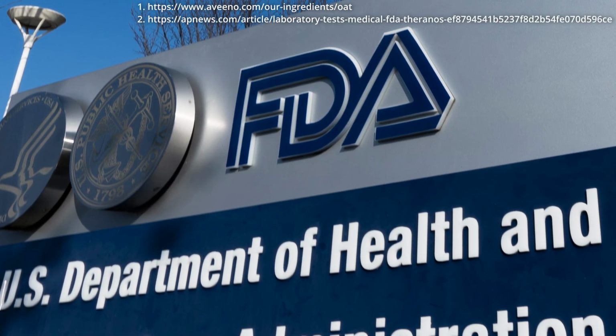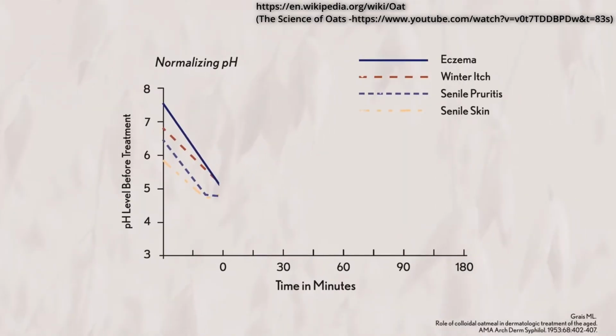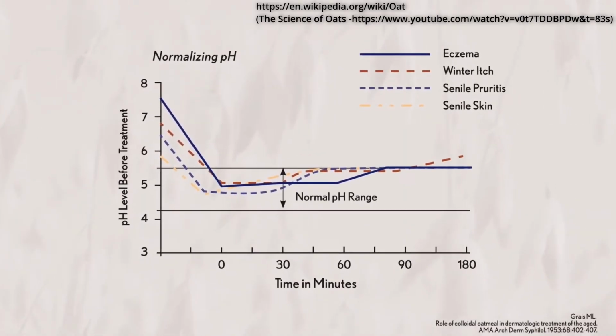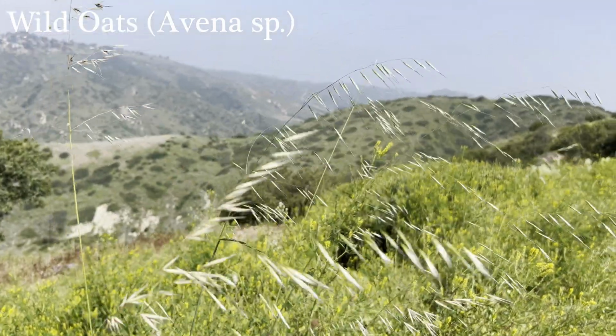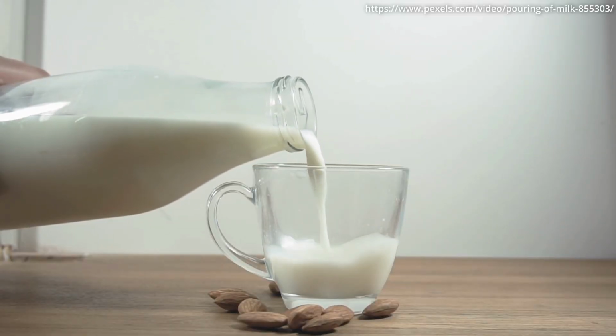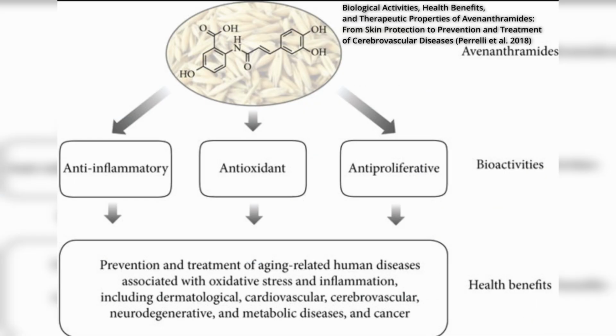In 2003, the FDA considered colloidal oatmeal as a skin protectant. Colloidal oatmeal acts as a buffer and regulates the normal skin pH between 4 and 5.5. In terms of external research papers, I found that Avena sativa is also rich in calcium and vitamins C and K. Avenanthramides have a lot of bioactivities and various health benefits, including possible anti-aging effects and alleviation of scalp itchiness.